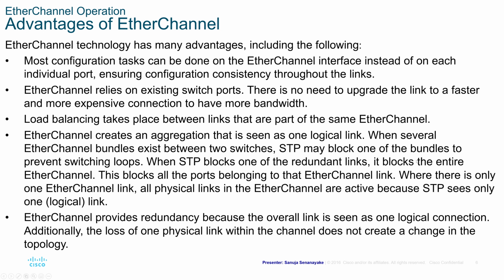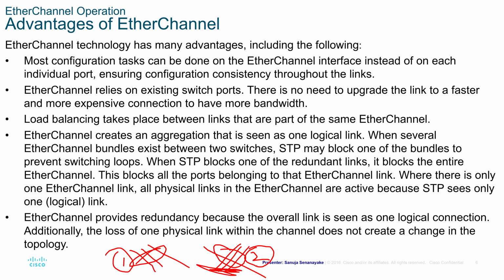I wish I could draw on this so I can give you a better idea. Let's say you have a bunch of links like that, and a bunch of links like that, and this is one EtherChannel and this one is another EtherChannel, right? So STP looks at this entire channel as one channel and this entire channel as another channel. It sees two channels, so it's going to block one of them. So this is blocked now, and this EtherChannel is now active, because STP is doing its work, right?